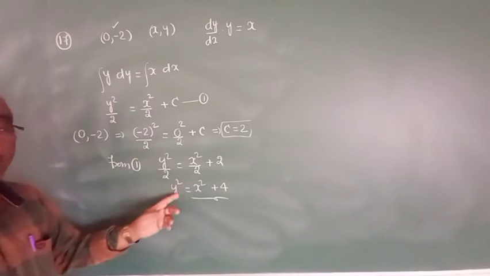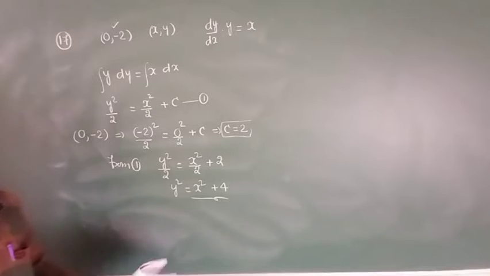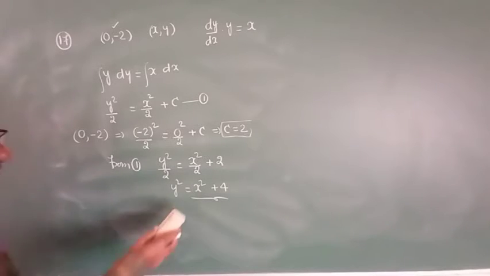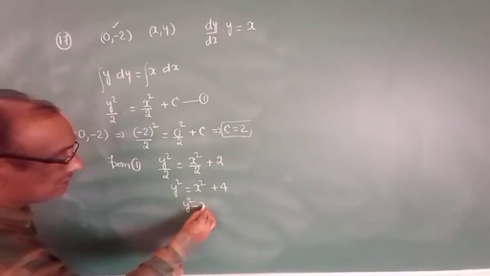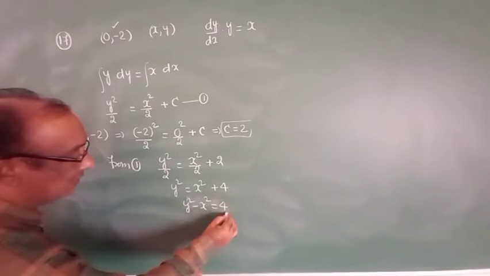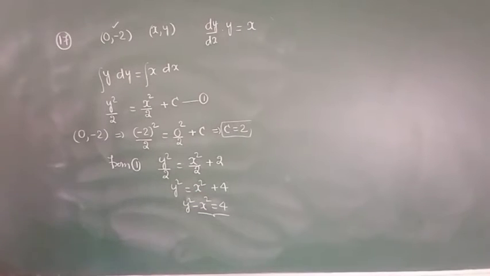On the backside, y square minus x square is equal to 4 is given. The textbook answer is also giving y square minus x square is equal to 4. That will also be written.